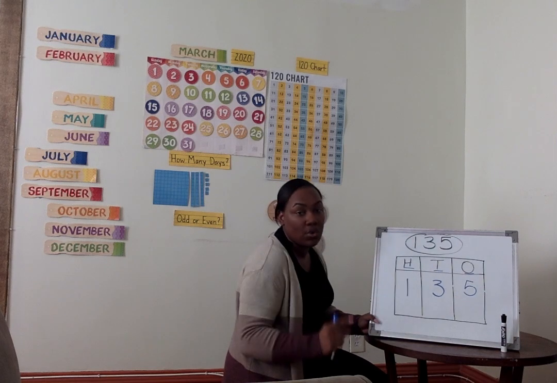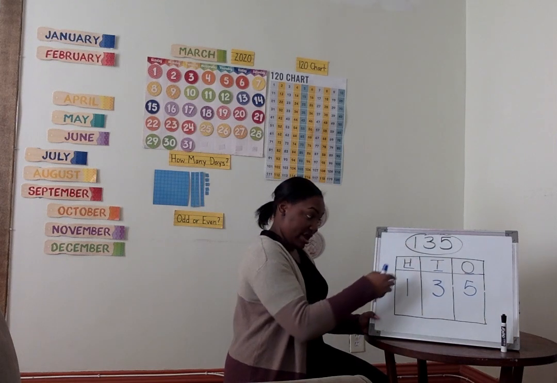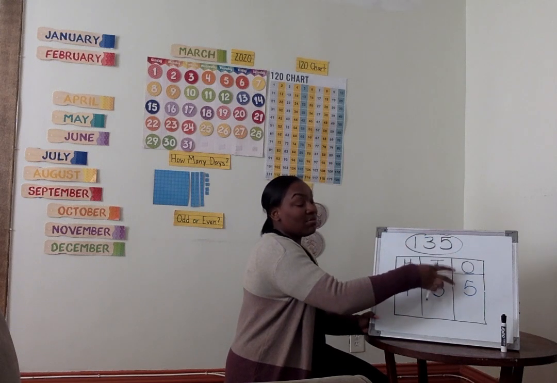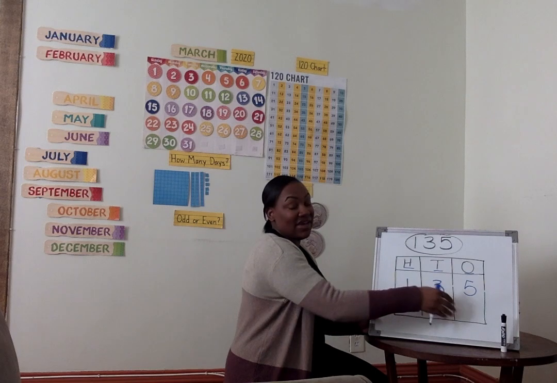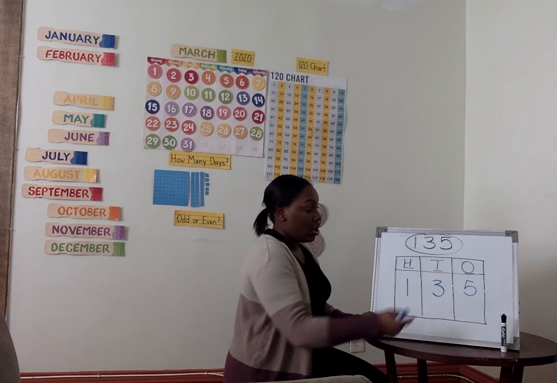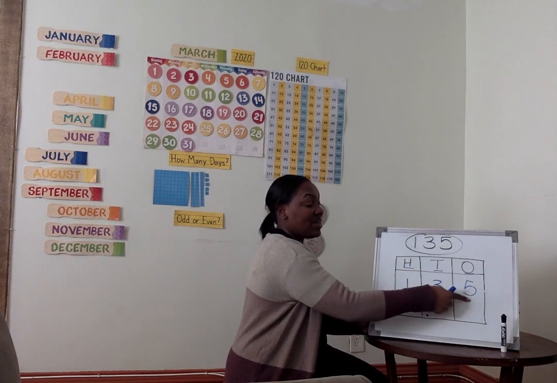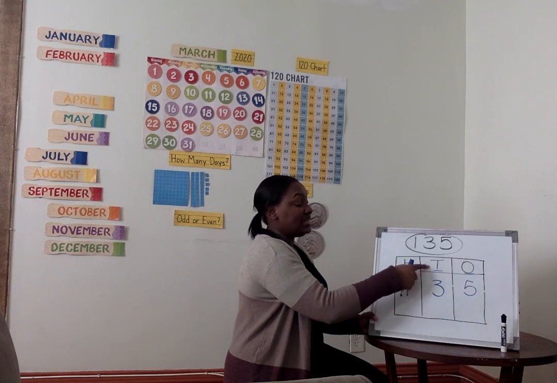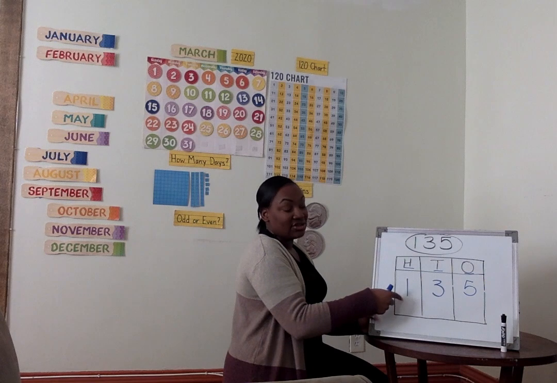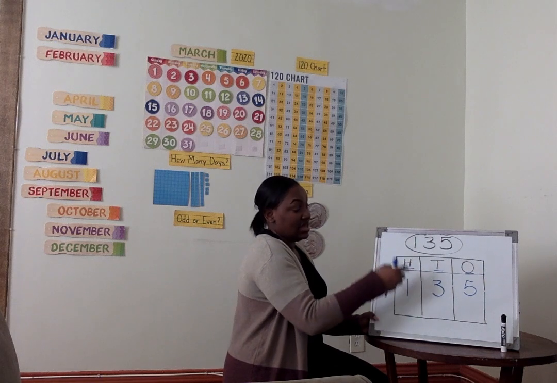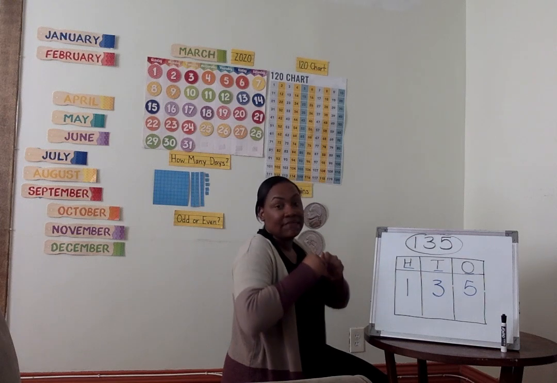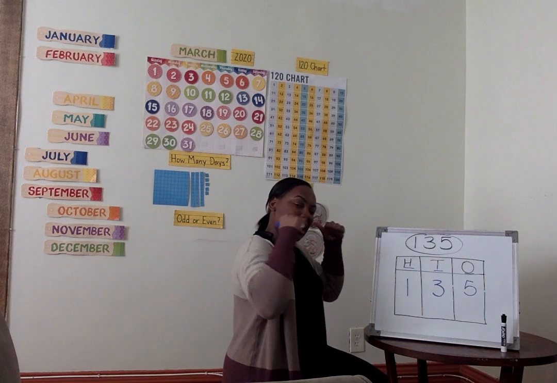It has 100. Great. So, looking at this number, 135, we were able to break it up into place values. We know the number 135 has 5 ones. It has 3 tens. It has 100. Making the number 135. Say, yep, we got it.